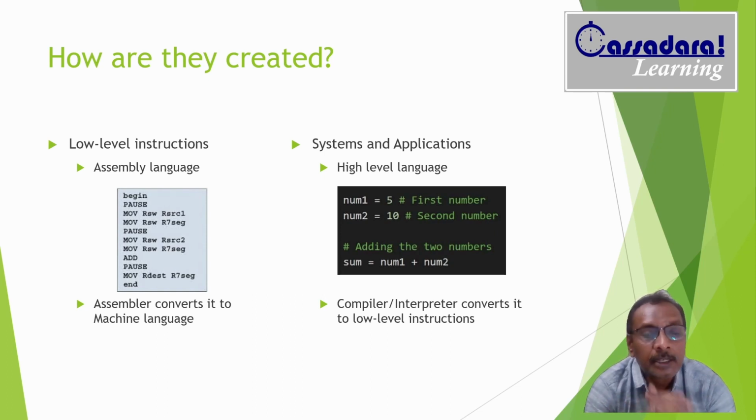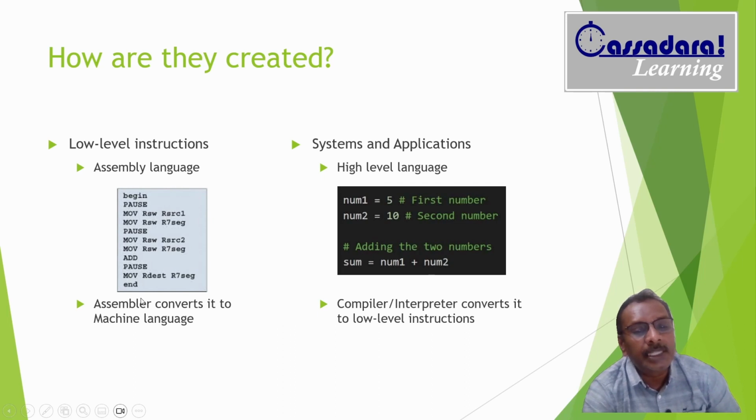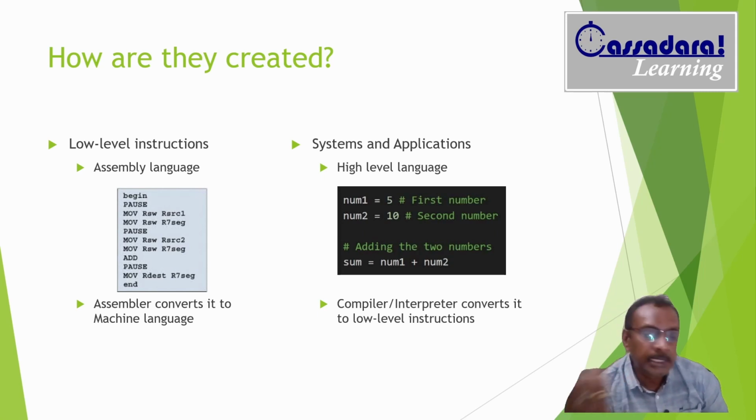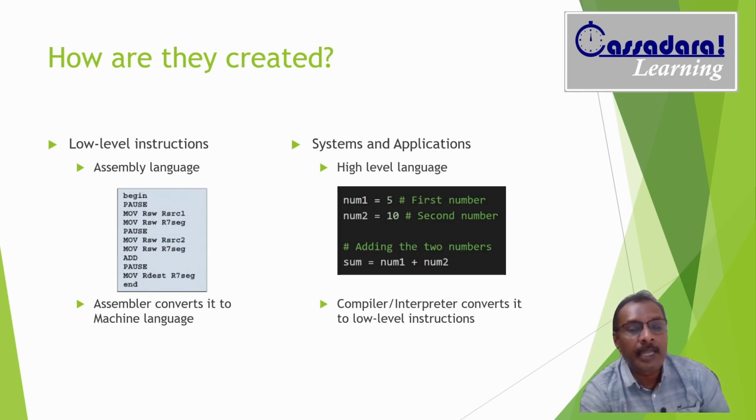Amazing, right? So see this. This assembler is the one. This is an assembly language. Even this is something which a machine cannot understand, which we cannot understand. It's RS, RCL, R7SEG. We don't know what it is. Machine even doesn't know what it is. Machine, like I said, can understand only 1 and 0.